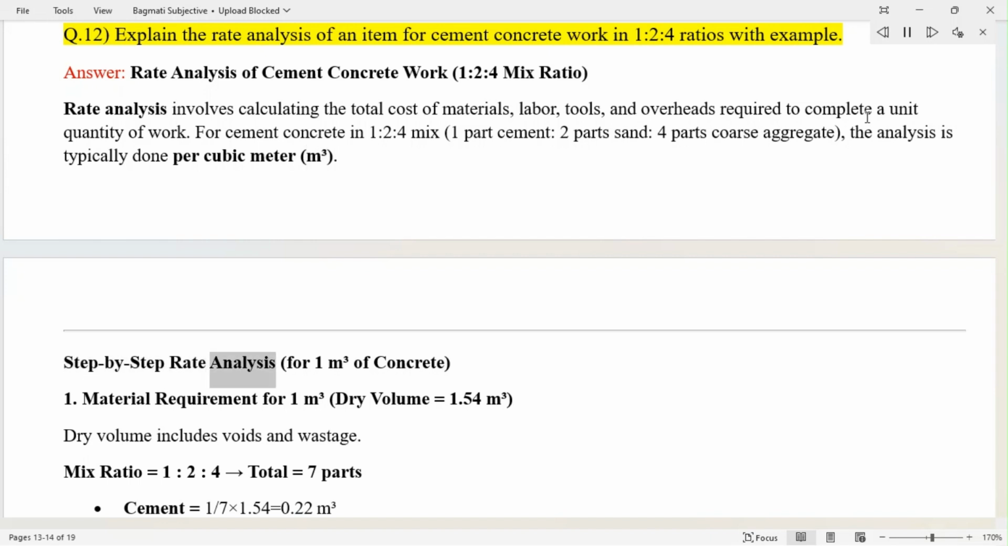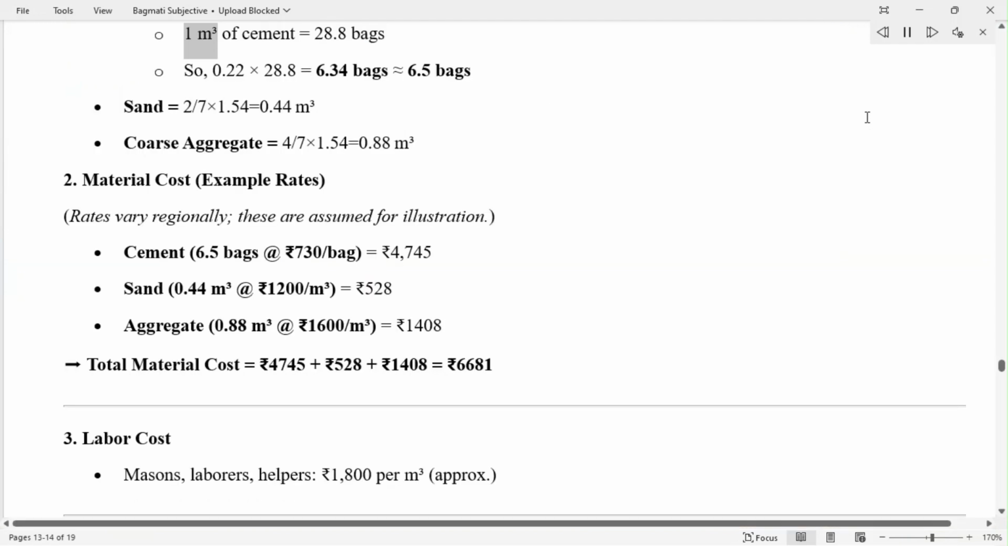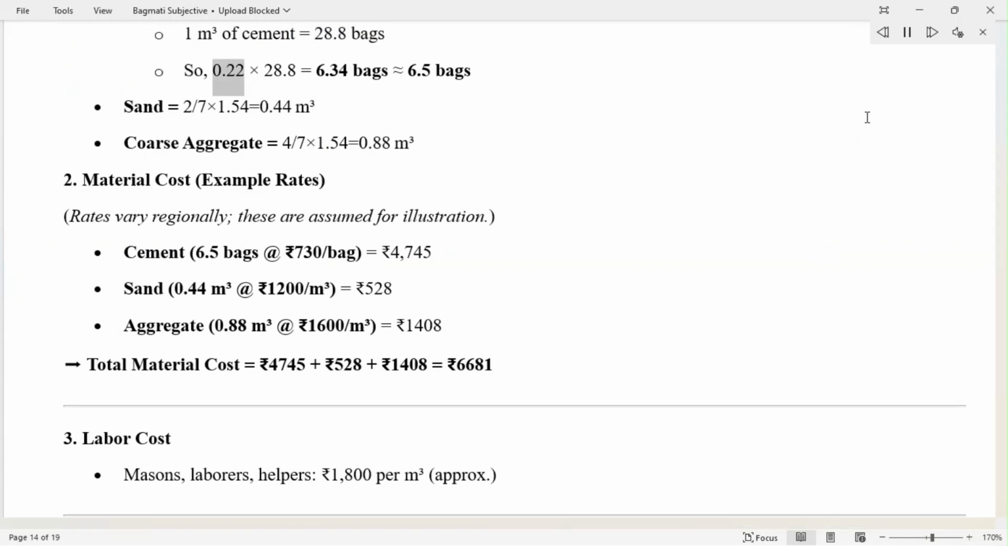Step-by-step rate analysis for 1 cubic meter of concrete. 1. Material requirement for 1 cubic meter: dry volume equals 1.54 cubic meters. Dry volume includes voids and wastage. Mix ratio equals 1:2:4, total equals 7 parts. Cement equals 1/7 times 1.54 equals 0.22 m³. 1 cubic meter of cement equals 28.8 bags. So, 0.22 times 28.8 equals 6.34 bags, say 6.5 bags.